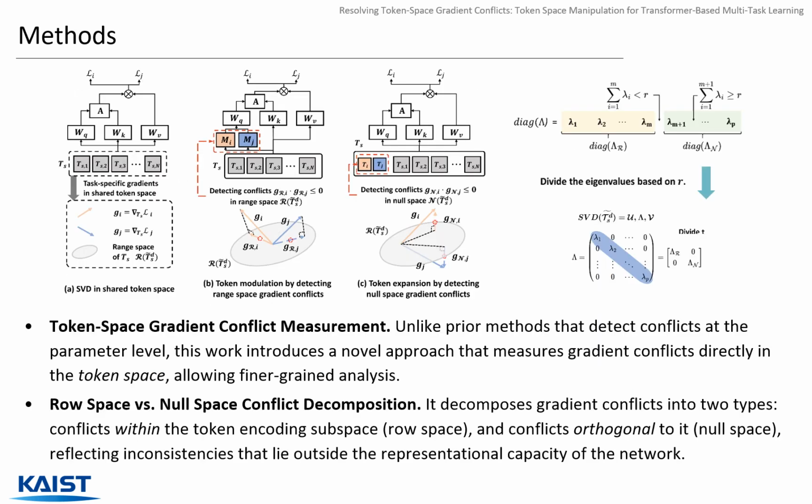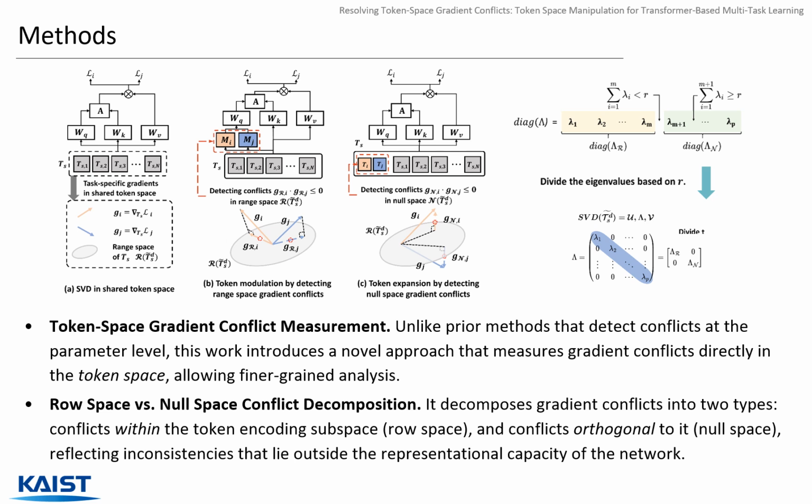Prior methods often detect conflicts at the parameter level. Here we operate in token space on the activations. This provides a more fine-grained analysis of where conflicts appear in practice. We then use that map to decide where to intervene without changing the overall architecture. From here on, I will explain our method and results.